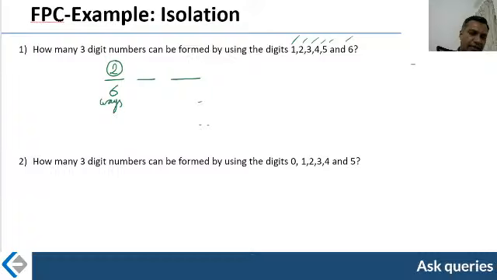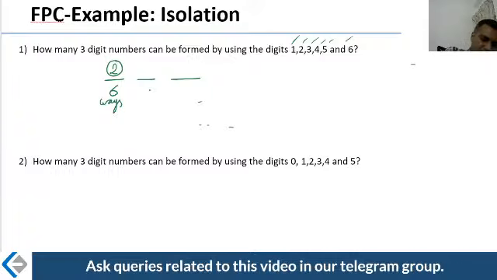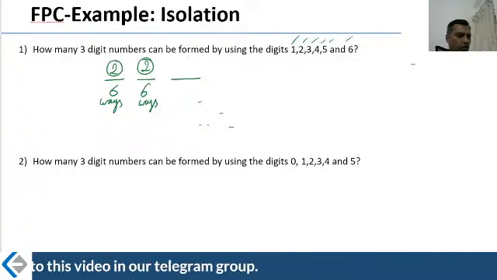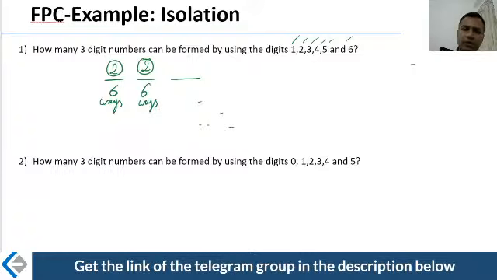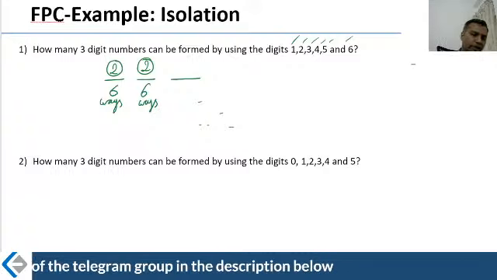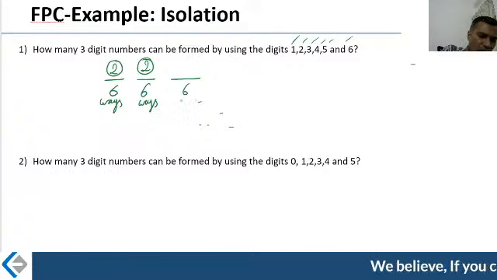Second place can be filled in how many ways? Another 6 ways. Why? Can I type a 2 again? Why not, you can type a 2 again. Now look, what is the question asking you? How many 3-digit numbers can be formed? Simple. Can I write a 220 or something? Of course, yes, you can write. There is no problem there. My third number can also be filled in 6 ways.